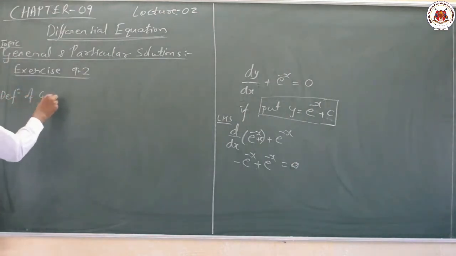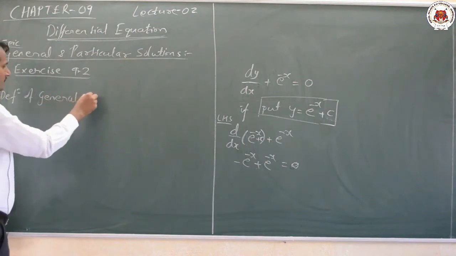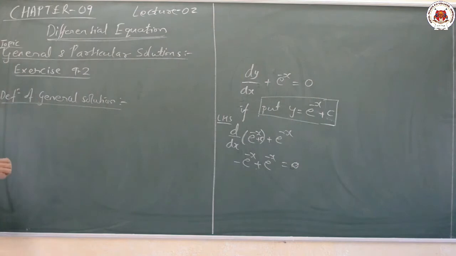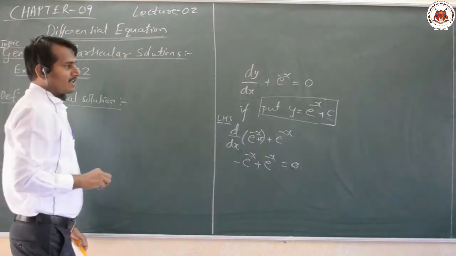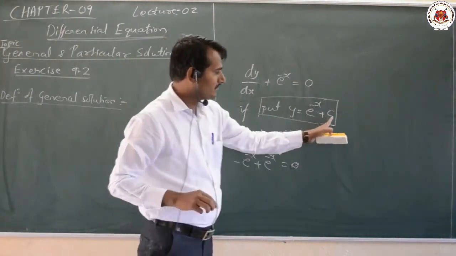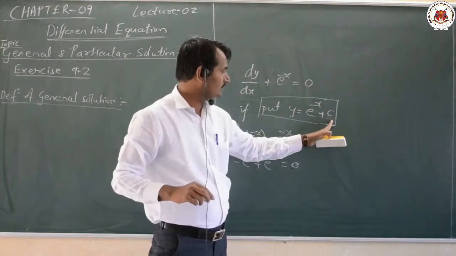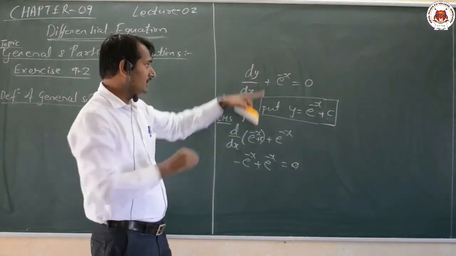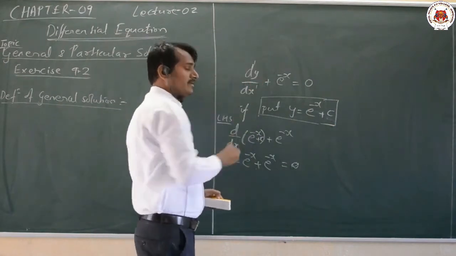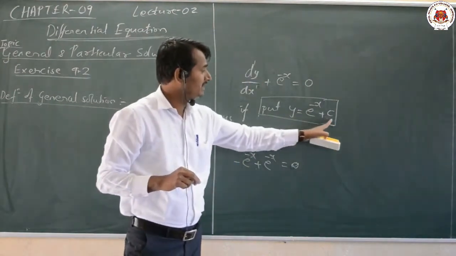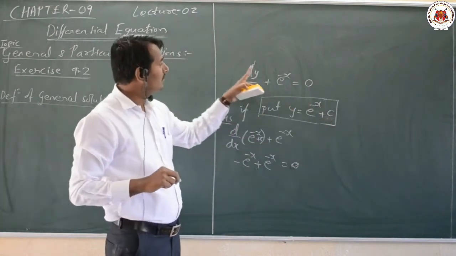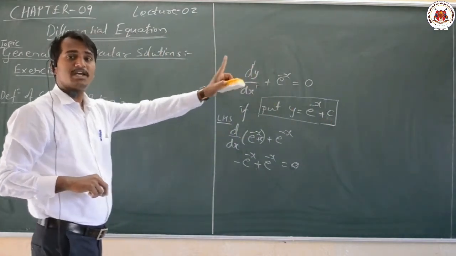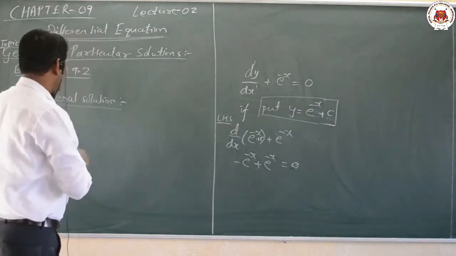Definition of general solution. If the number of arbitrary constants in the solution is equal to the order, what is the order here? We can observe d raised to 1 divided by dx raised to 1. If the number of arbitrary constants in the solution is equal to the order of the differential equation, then such a solution is said to be a general solution. How do we have to define it?